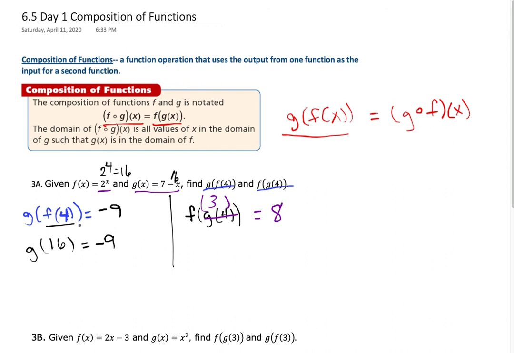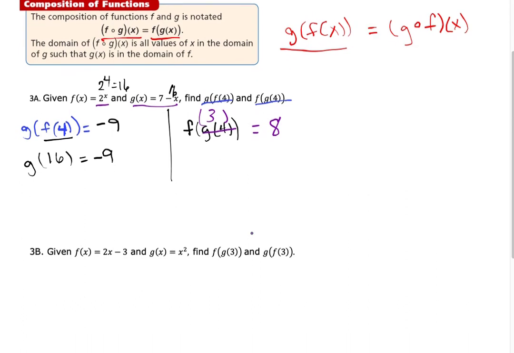Okay? So depending on which one you have first, it makes a big difference. G of f of 4 is -9. F of g of 4 is 8. Let's do another one.